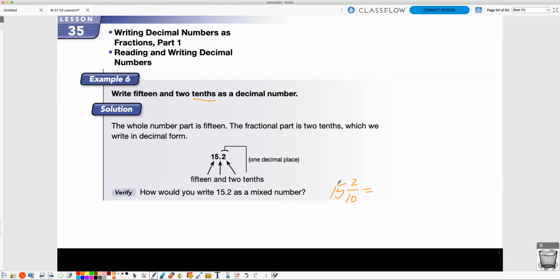It would have to be reduced because 2 is divisible by 2, so this would actually end up being reduced to 15 and 1/5 ideally, but this would be spoken as 15 and 2/10. This would be written best as a reduced mixed number.